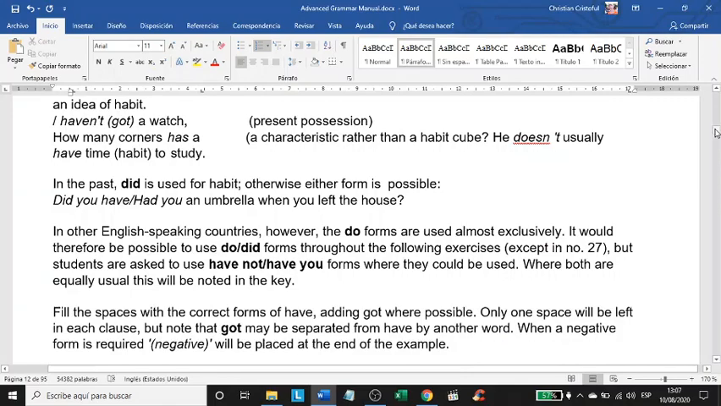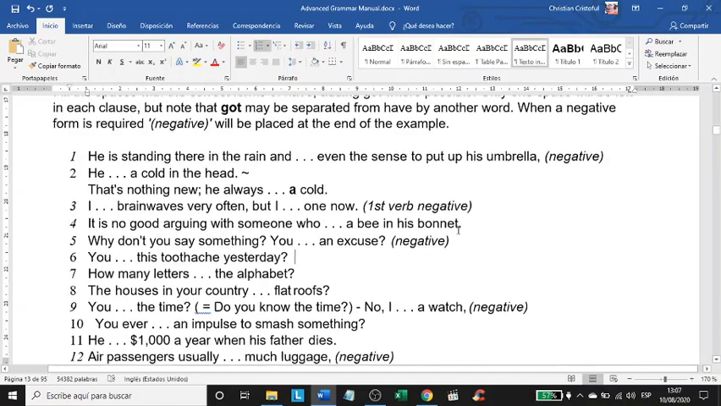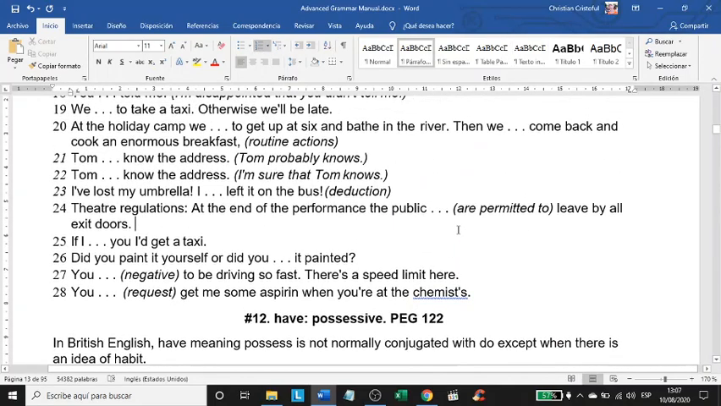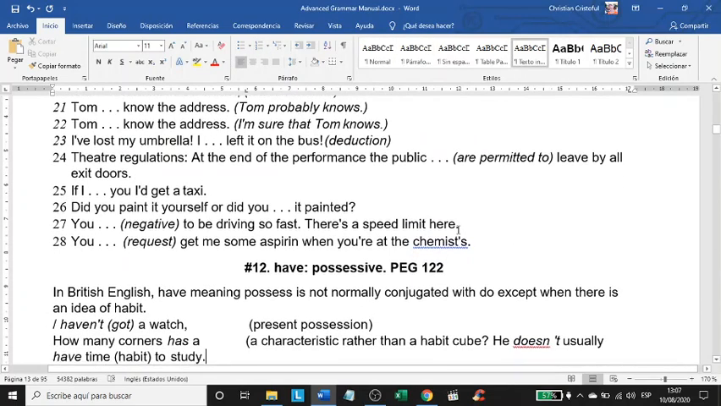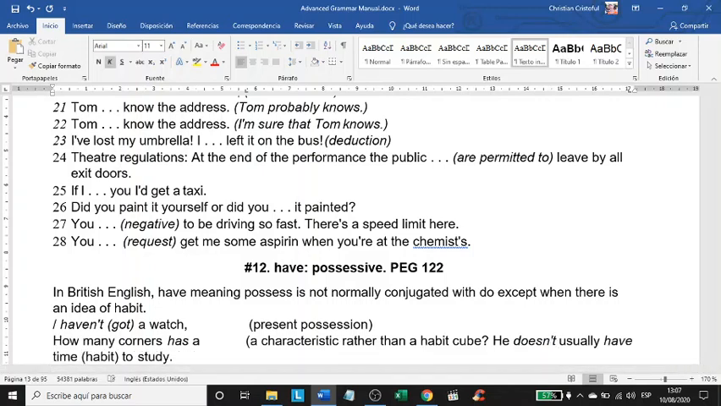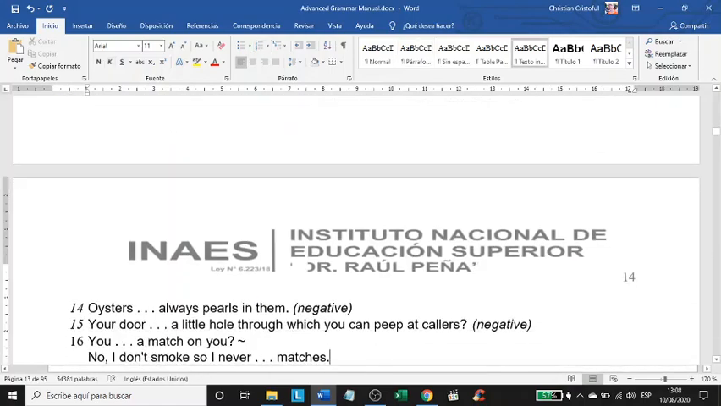If you have questions, you know you need to write to me in the WhatsApp group. Then we have exercise 12. Exercise 12 has to do with possessive. Because this is a British book, it talks about have got or has got. But we are normally surrounded by American English, so we're going to keep the American version. So you're not going to do exercise 12, and we're going to skip exercise 12.